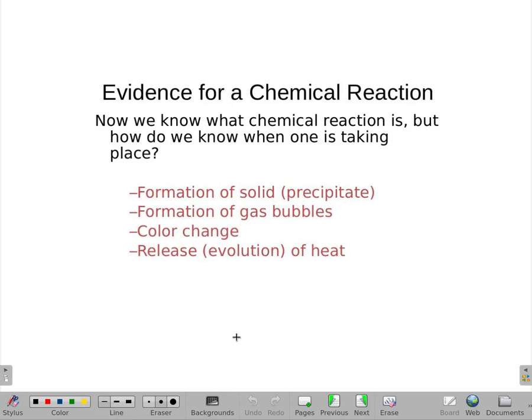We also see color changes. One of the more obvious ones is the rusting of metal. If you think about rust spots on steel, it starts out looking like steel, and when it rusts, it changes to an orangish red color. And then some reactions release a lot of heat, and some absorb heat, but a temperature change can be a sign of a chemical reaction.